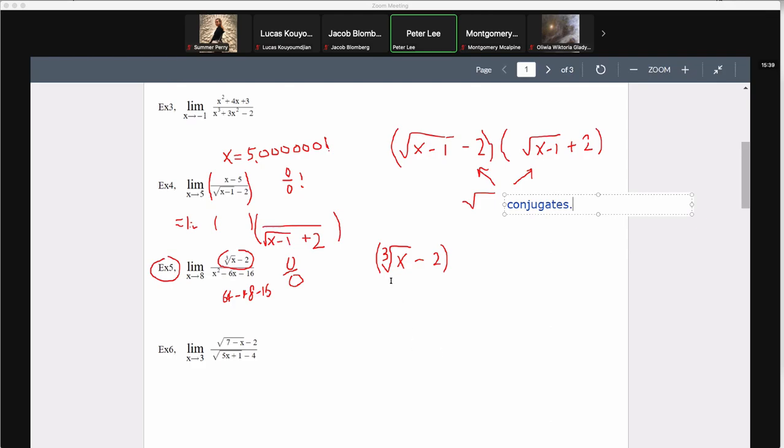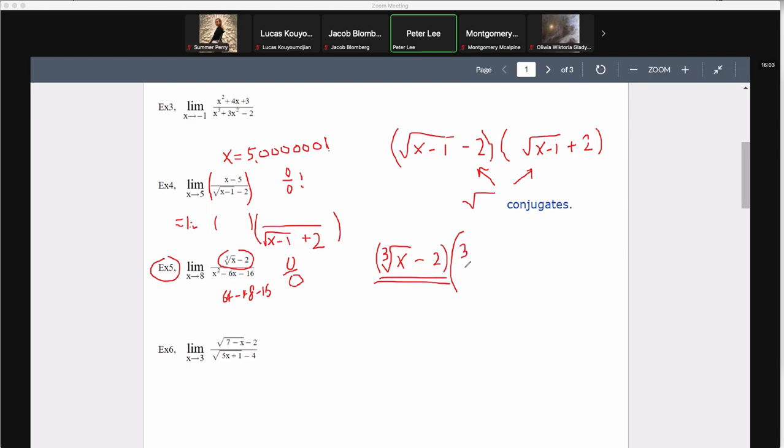Now in example 5 we have a cube root. You cannot apply the square root conjugate here. So let me show you the conjugate of this cube root of x minus 2. I'm sure some of you may like it, but probably most of you hate this. What is the conjugate of this? Let me show you. This is a scary one.